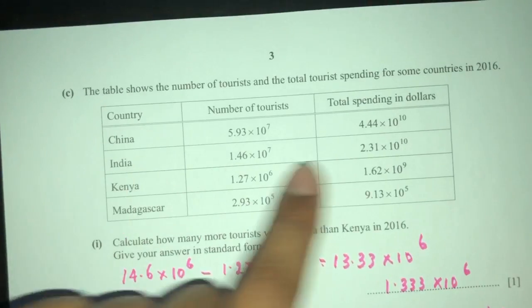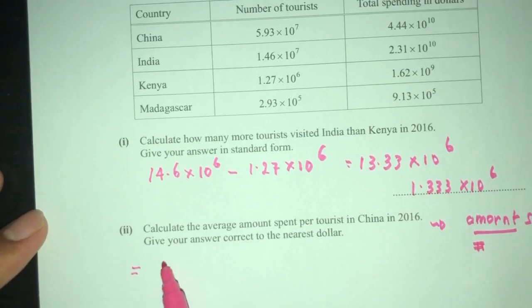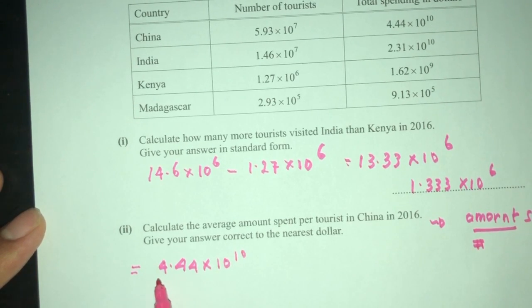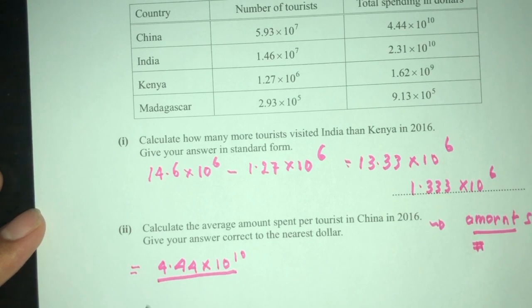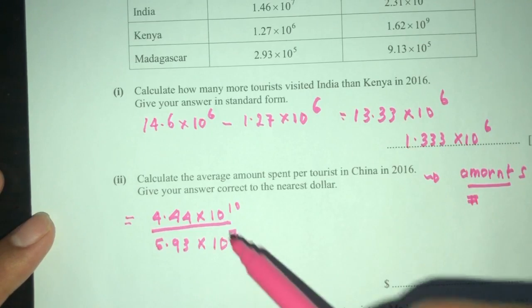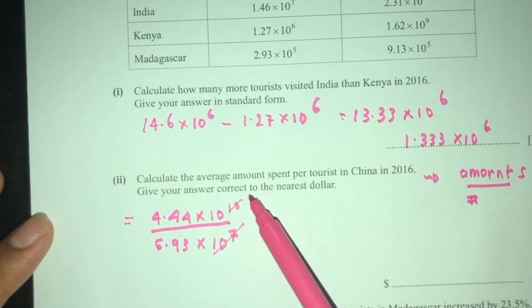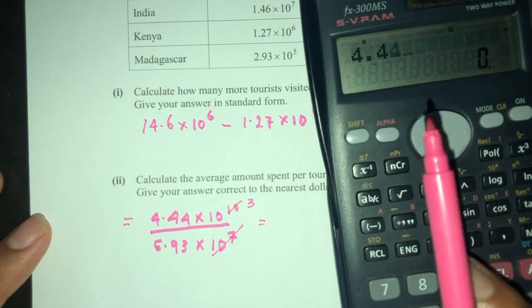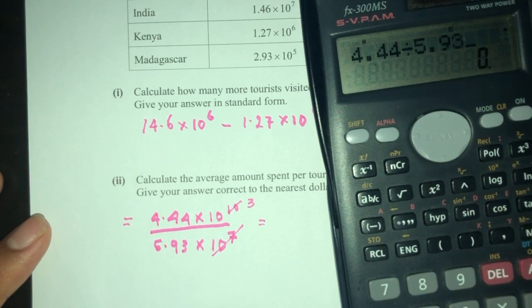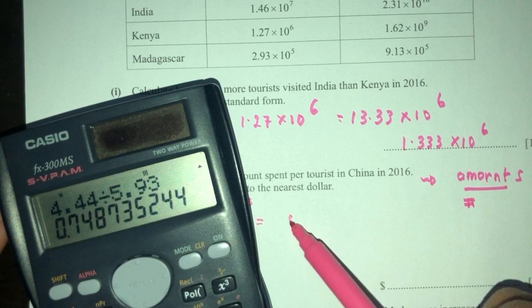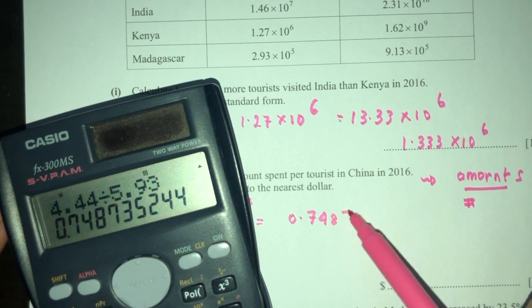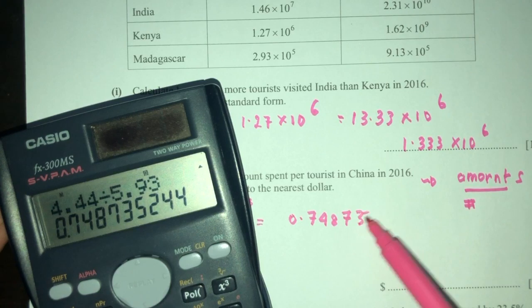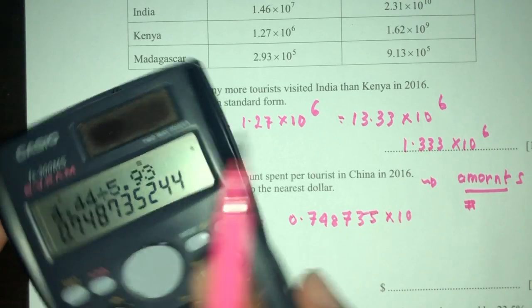Amount spent in China will be this one, so 4.44 times 10 power 10 divided by the number of tourists, which is 5.93 times 10 power 7. First we can simplify the power. We can just cancel this one, that will be 3 over here. And for the rest, we have 4.44 divided by 5.93, which should be 0.748735 times 10 power 3.